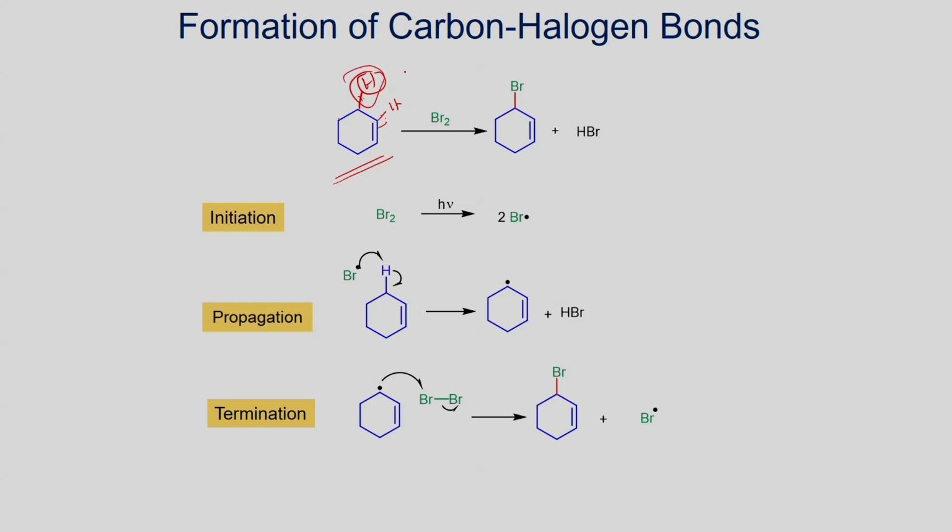This is a very weak bond, and as we have just seen, you can heat or use light. The use of light is shown here. You can also heat bromine, which can undergo homolytic cleavage to give the Br radical, which can initiate the reaction. You can also use N-bromosuccinimide in the presence of AIBN, and you can form the bromine radical.